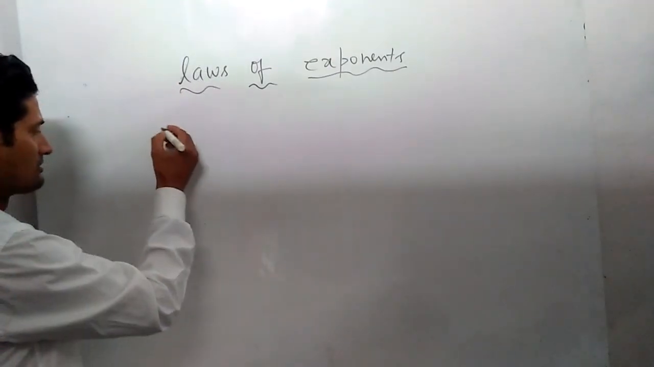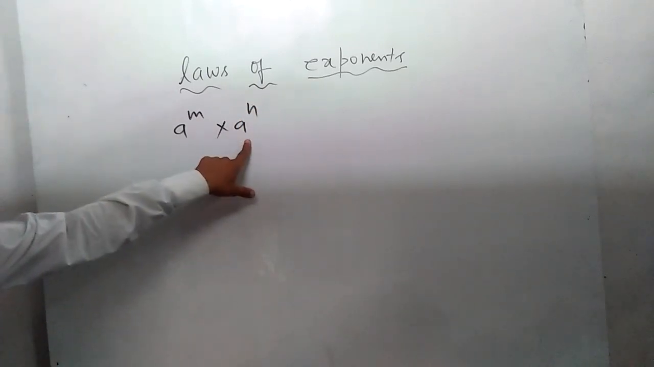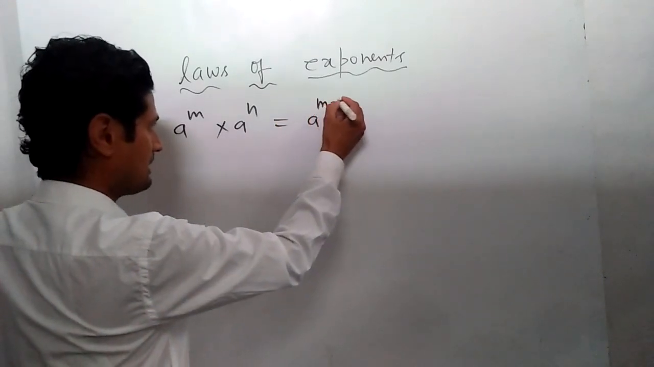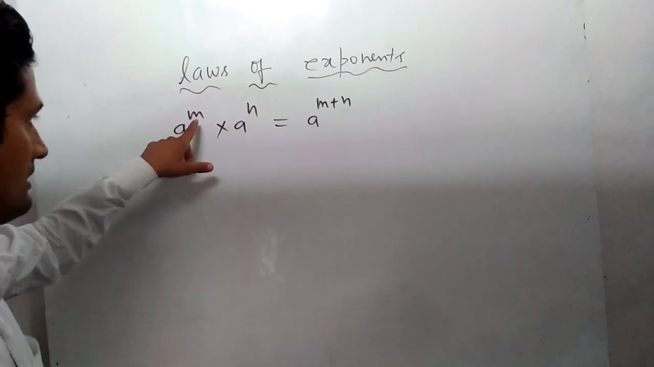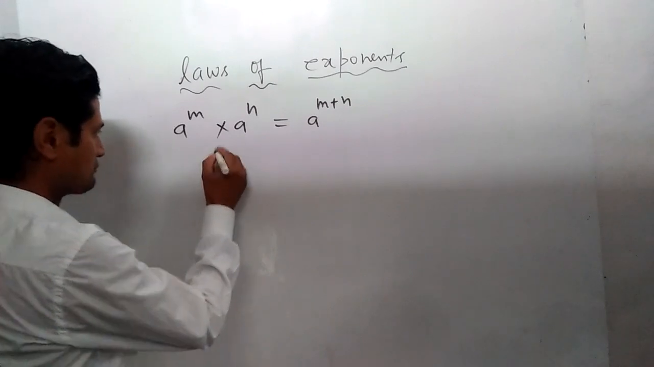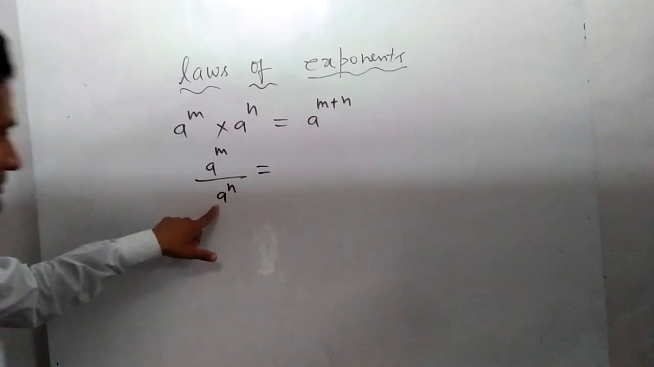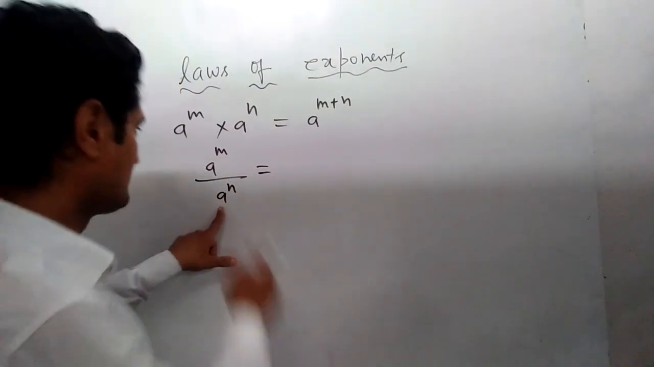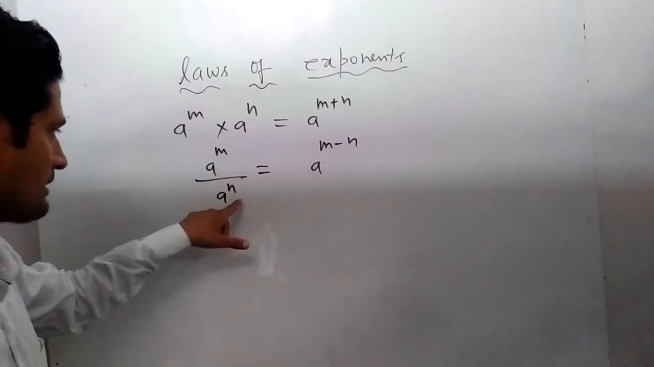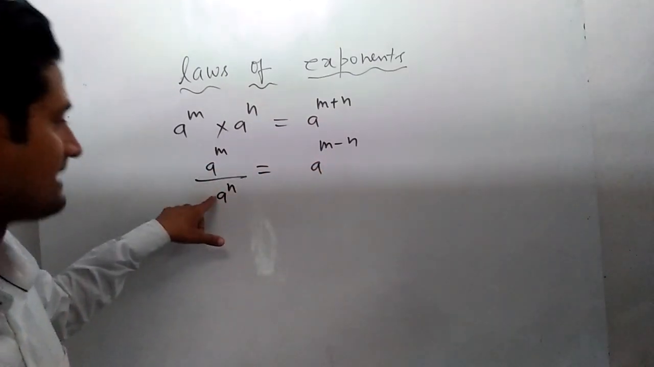to tell some rules, like a to the power m into a to the power n. If the base is the same and we multiply, then the result will be a to the power m plus n. It means we only have to add the powers. Now a to the power m divided by a to the power n means a to the power m minus n. We have to subtract the powers in the case of division if the base is the same.